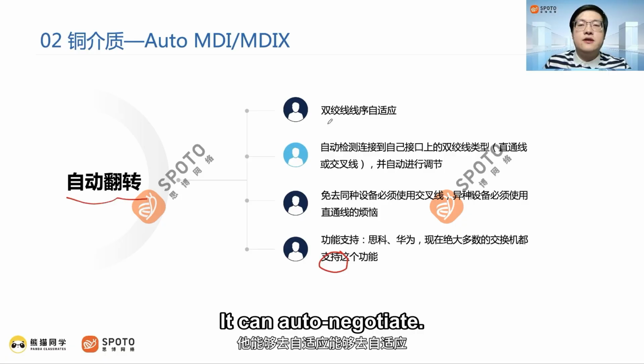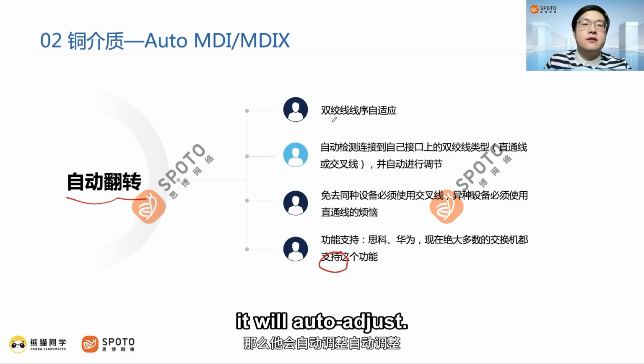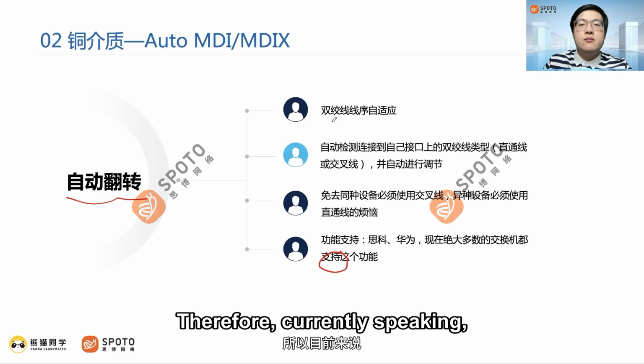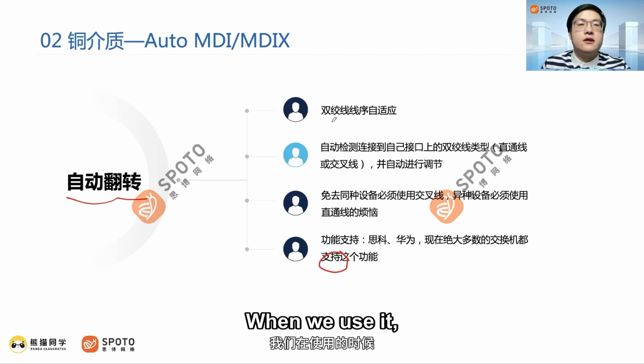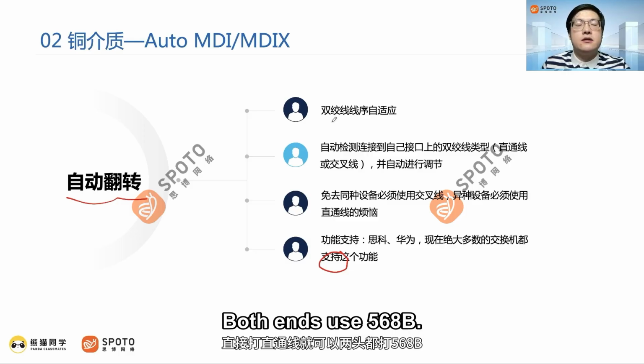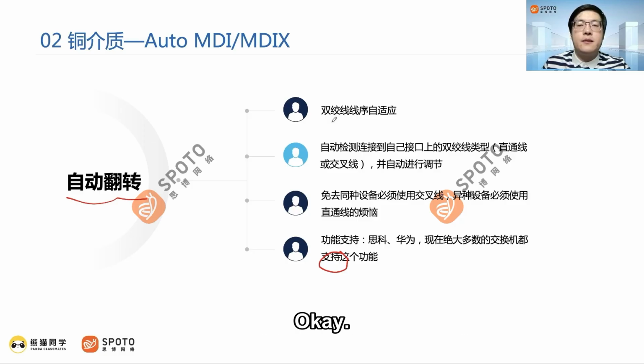It can auto-negotiate. Once it detects a signal conflict on both sides, it will auto-adjust and then connect with the other side. Therefore, currently, when we use it, we can just use a straight-through cable. Both ends use 568B. Just use 568B and you're done. Okay.